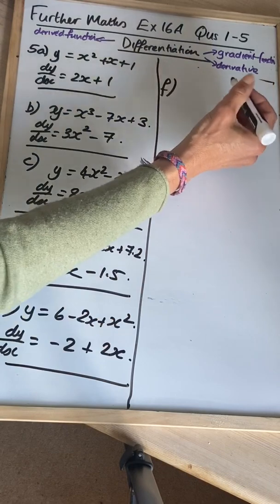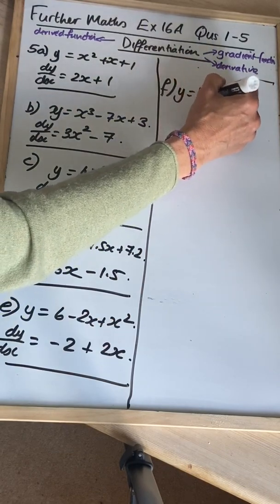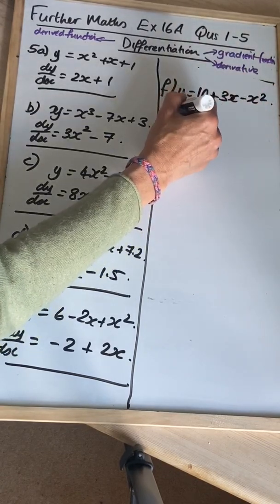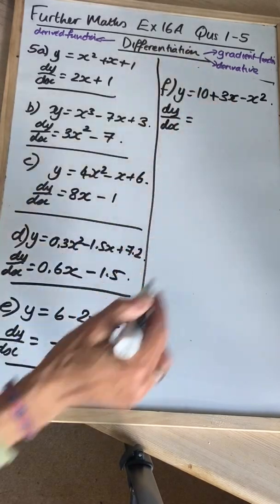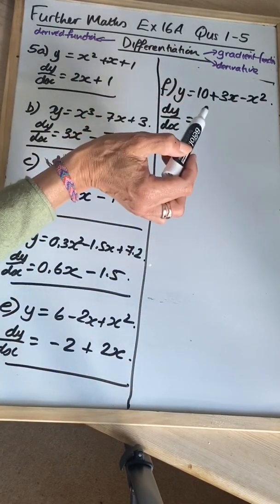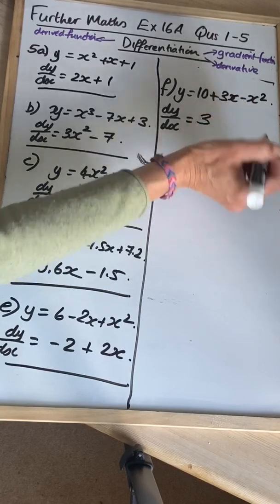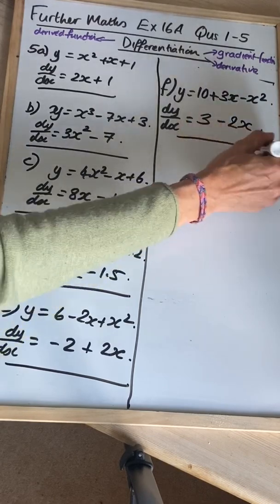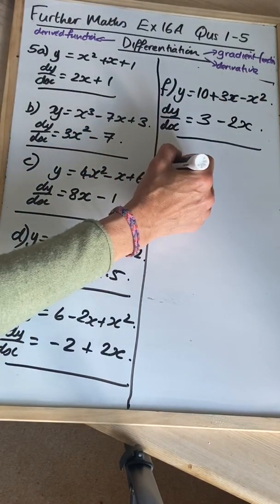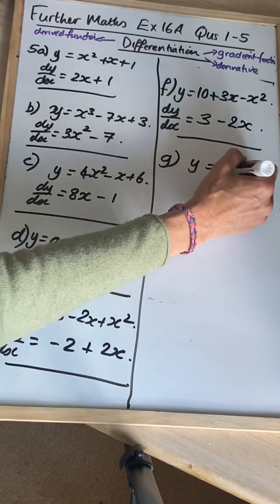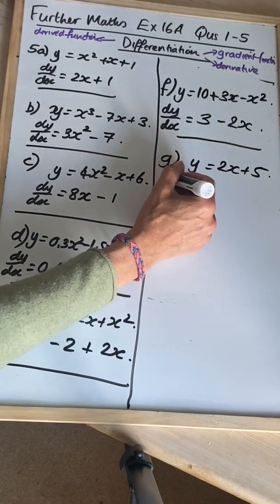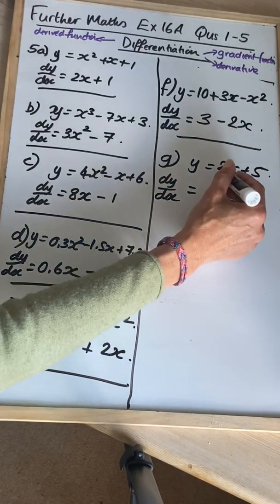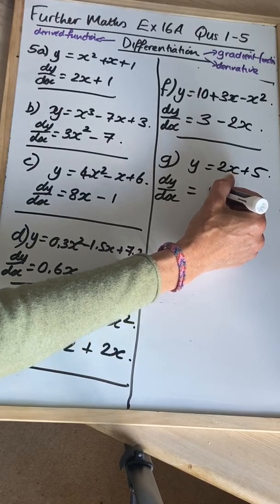F, y equals 10 plus 3x minus x squared, still no different to the process we talked about with this one down here. The constant will disappear, the 3x just becomes a 3, and watch out for the negative sign, the x squared becomes a 2x. Okay, G. We've got y equals 2x plus 5. Don't be put off by the fact that it's a simple linear equation. 2x plus 5, the 2x just becomes a 2.